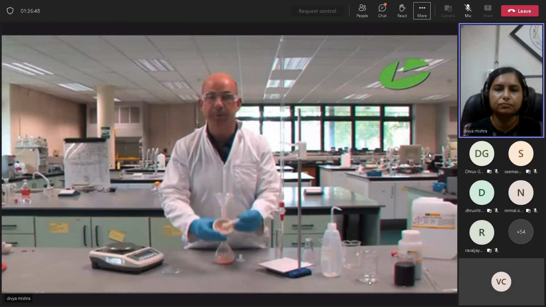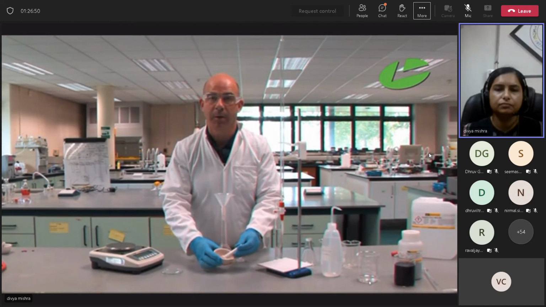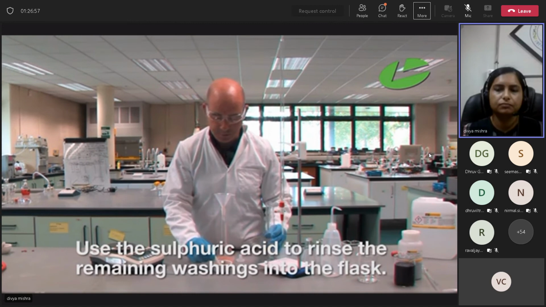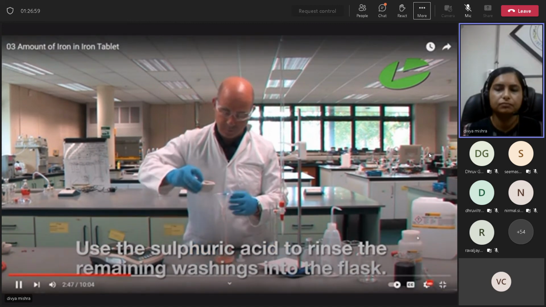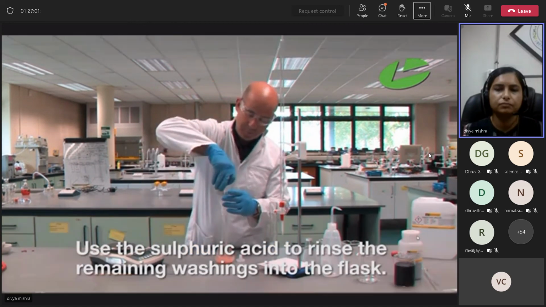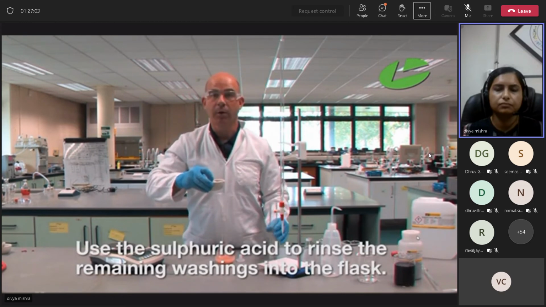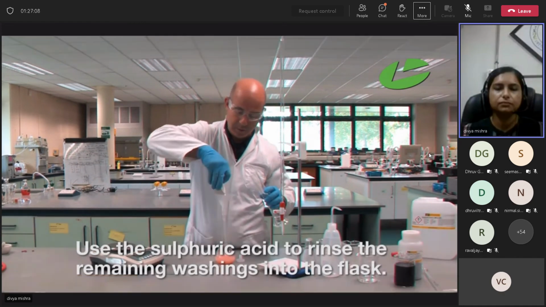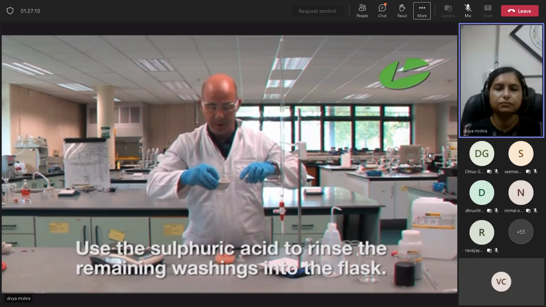But as you can see, there's a lot of remaining compound in the pestle and mortar, so I'm going to rinse that out with the remainder of the sulfuric acid, to ensure that all the washings are in the volumetric flask.